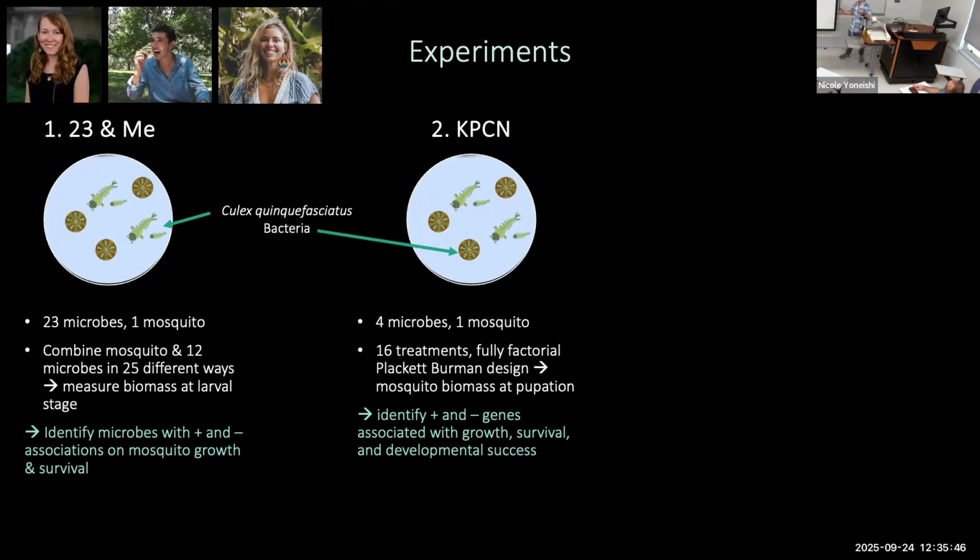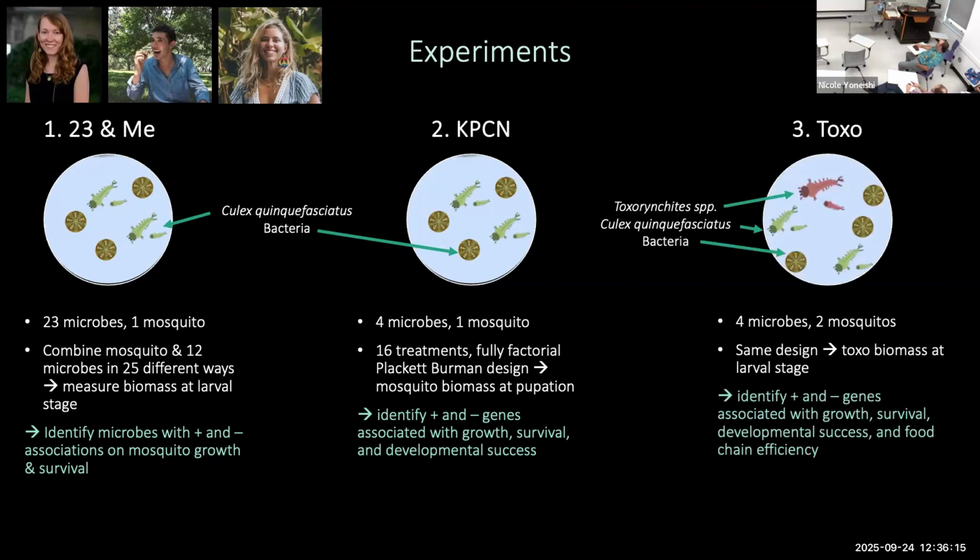Homomonas, Posiconia, Pseudomonas, Homomonas, Nova Syngylium. And then we actually ran fully factorial Plackett-Burman designs on these mosquitoes again. So instead of running it a bunch of different ways, we had all 4 microbes. We had the triplets, the doublets, and the singlets. The goal here was to dig specifically into the genes, the positive and negative associated genes with growth, survival, and developmental success.